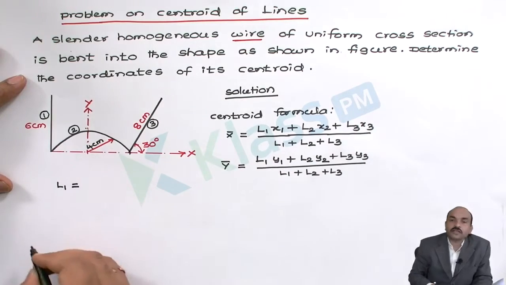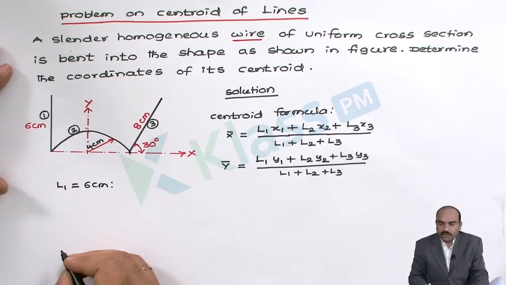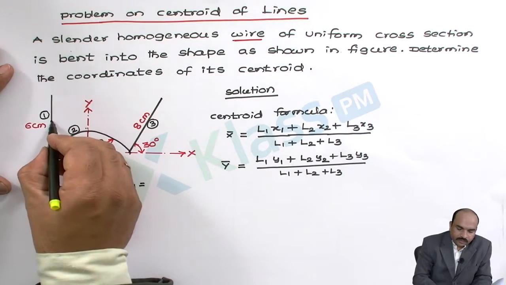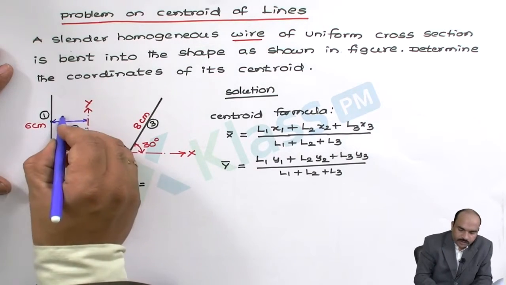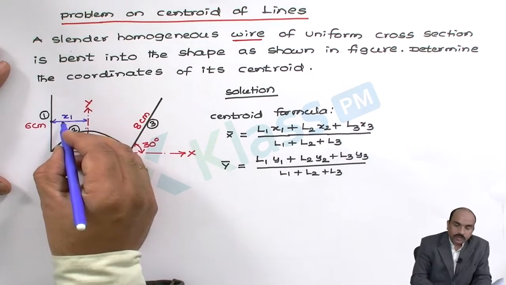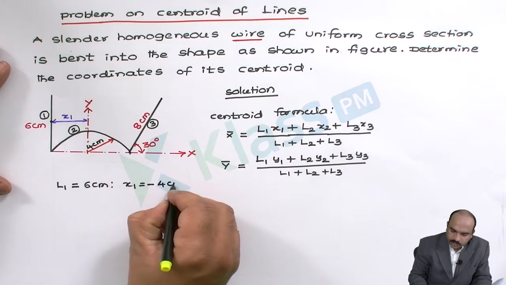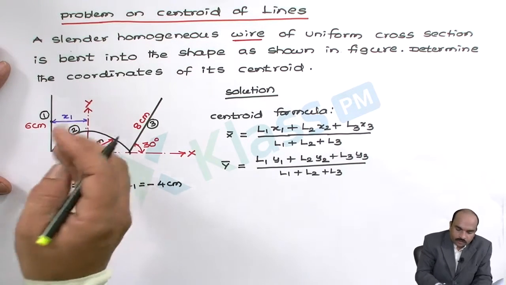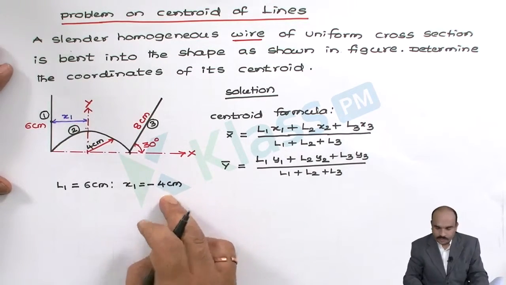So L1, that is the length of the first line, is given as 6 centimeters. Then we need x1. So x1 is the distance from the center of the straight line up to the reference axis. I will show in the diagram. So this is the x1. Now to the left of the y-axis we will be taking negative, so this value will be negative. So this x1 is minus 4 centimeters, because we know the radius is 4. Because it is to the left of the y-axis we are taking negative, that is minus 4 centimeters.